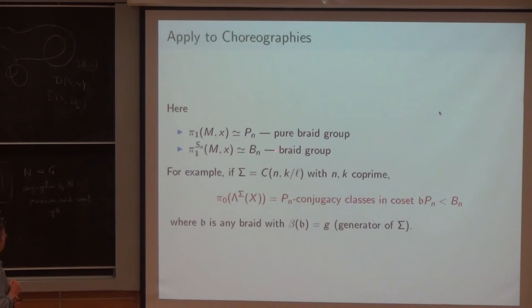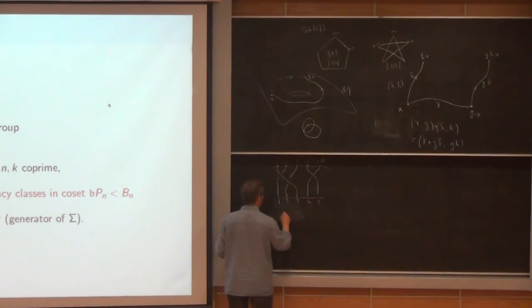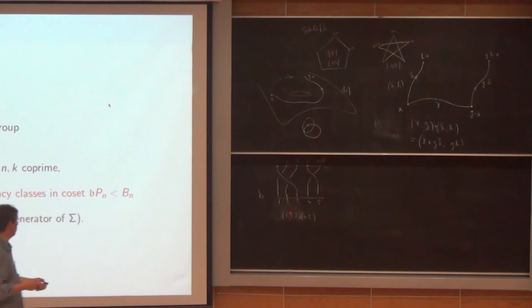So the result of that theorem is that the connected components of loops with this symmetry type are conjugacy classes of conjugacy by the pure braid group in a particular coset in the full braid group. And which coset is it? It's that B is something with whose projection, well, in this case, we take it eight, and one goes to three goes to two goes to one. So we have 1 goes to 3 goes to 2, 4 goes to 5. So there's a homomorphism from the braid group to the permutation group. And that G here would be whatever generator your symmetry group has.